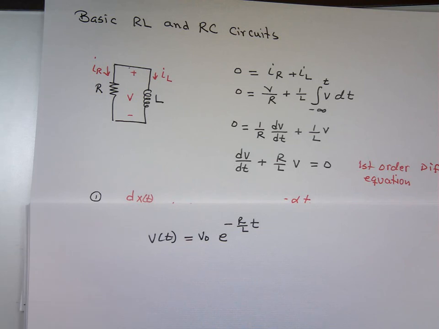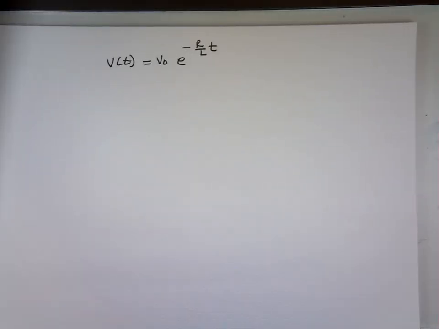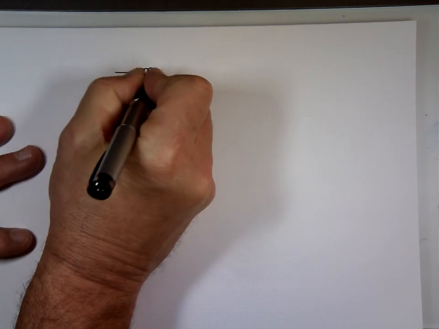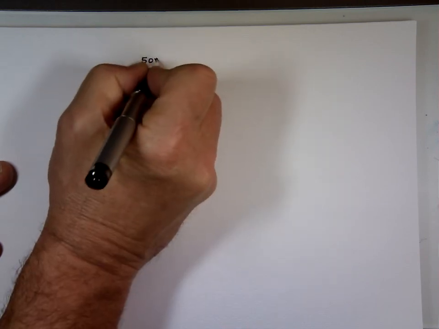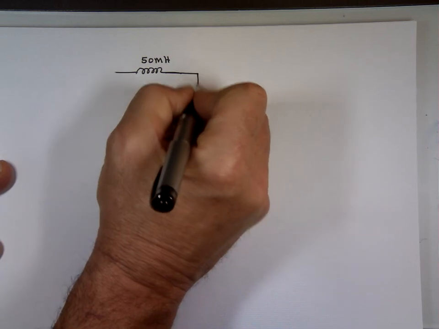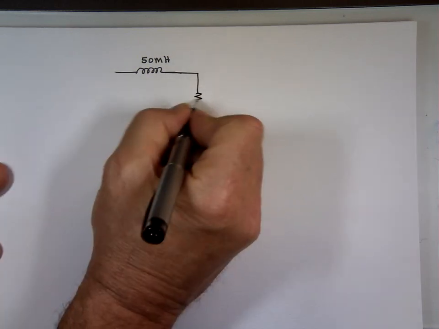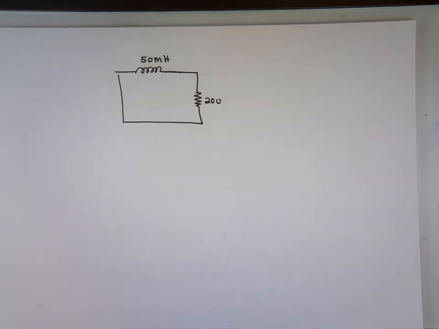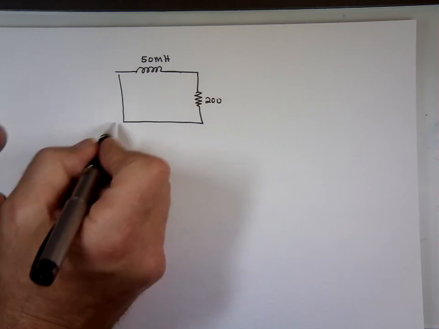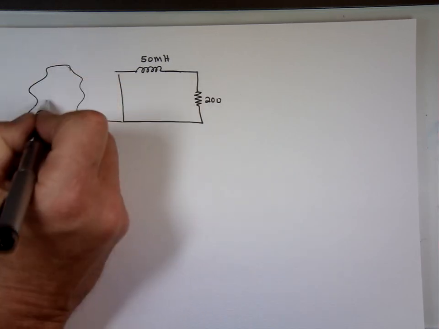Let's see if I can take an example that has some numbers in it initially. So let's take this circuit. We have an inductor. We'll put some numbers on it. The inductor has 50 millihenry. That's the value of it. Going through a resistor of 200 ohms. And there was something attached to that circuit before. So this was attached to something else here. There was a whole circuit driving that.